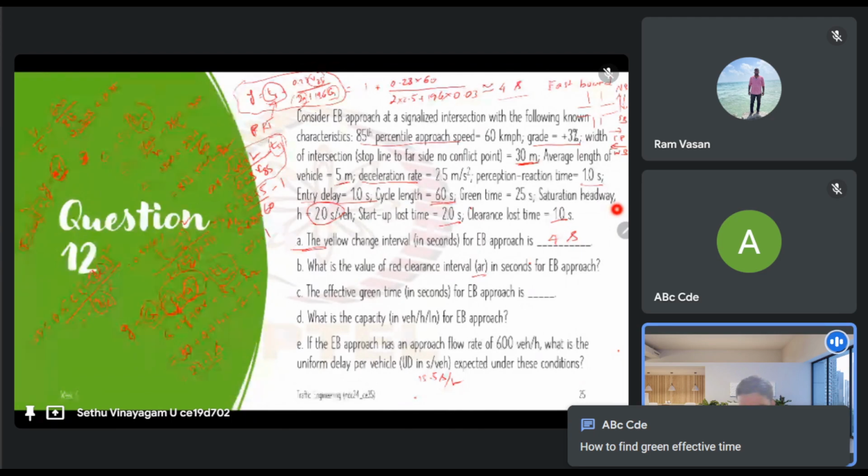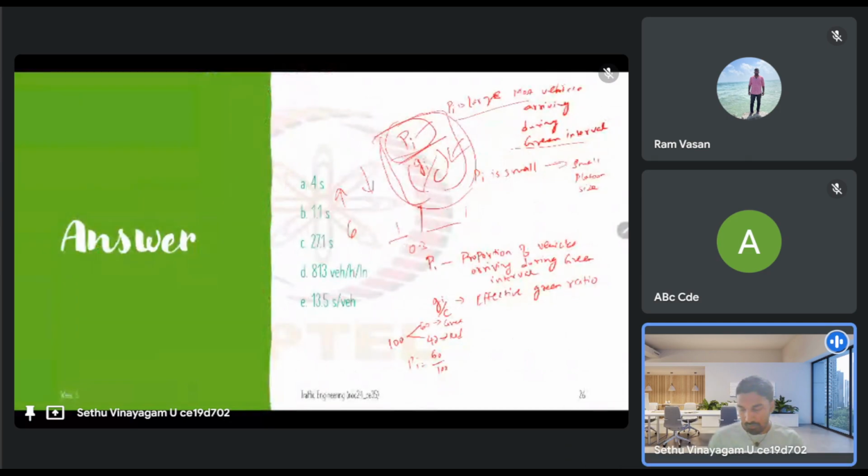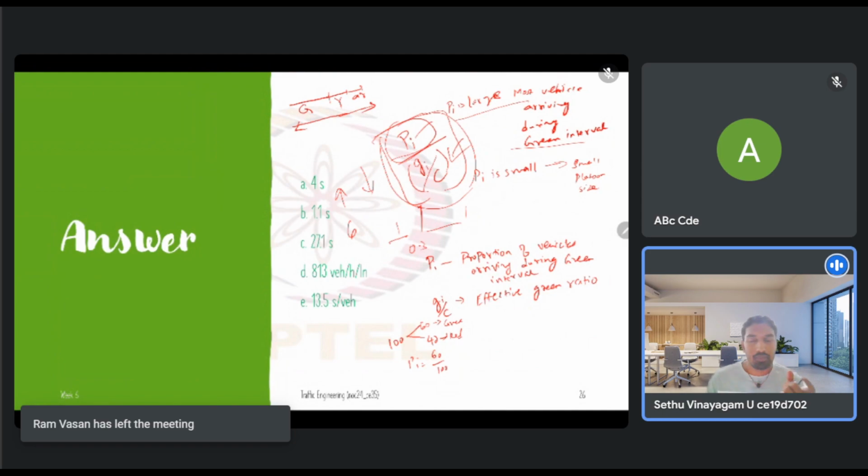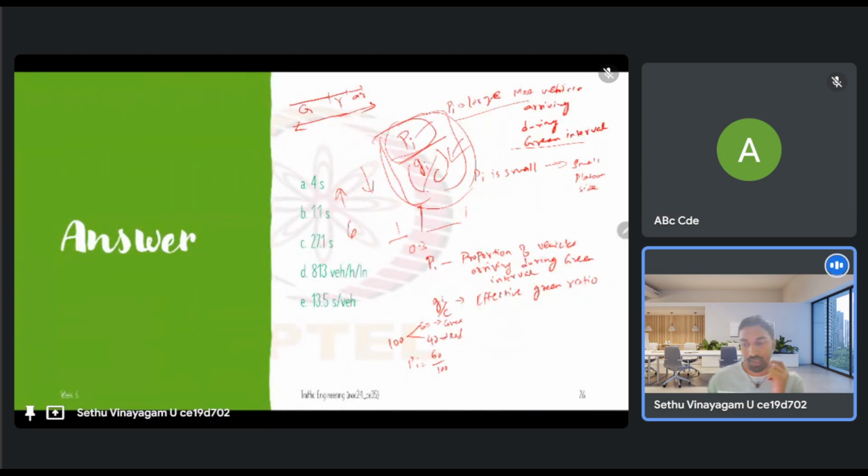Okay, so green effective time. As I said, we have the green interval. This is followed by a change interval and the all red interval, right? The vehicle can legally cross through the intersection in all these three. So out of this G plus Y plus AR that is available for you, what portion of this is used? That is what we call the effective green.